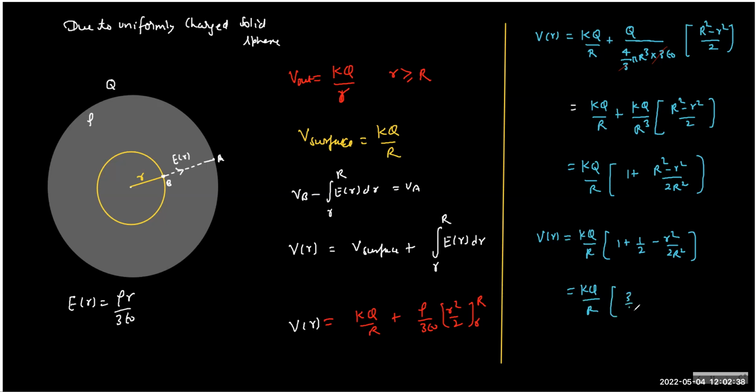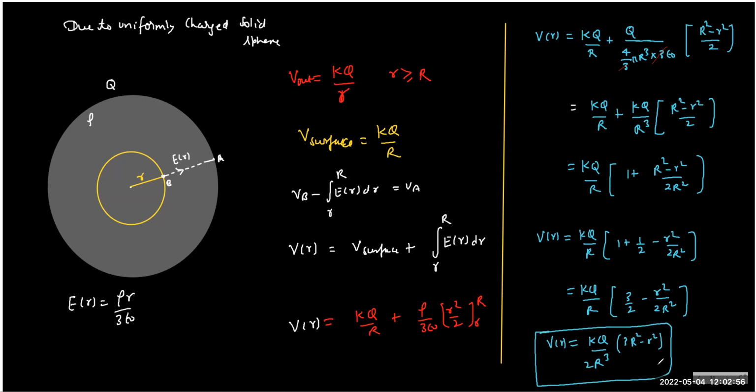It's a 3 by 2 minus. The better way of writing is k cube by r cube. In fact, 2 r cube into 3 r square. Because the electric field is existing till the center, you have to keep on working till you reach the center. So potential will be maximum at which point? At the center. So the potential will be maximum at the center.